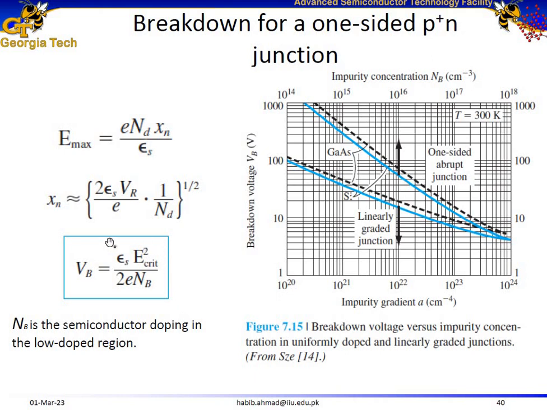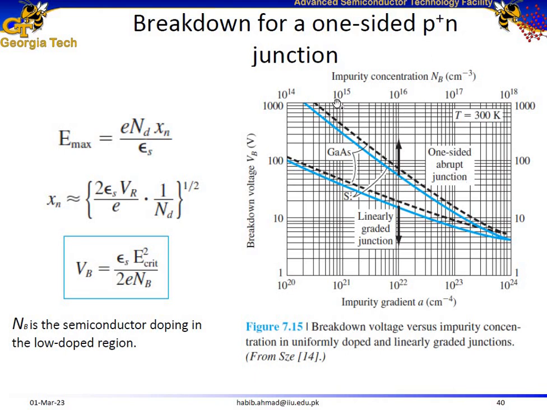So here is an equation for calculating the breakdown voltage for a one-sided junction. Also there are plots, and from the plots you can determine the breakdown electric field as well. For example, the blue curve over here represents silicon material, and this curve represents a one-sided abrupt junction. So we are mostly going to focus on abrupt junctions.